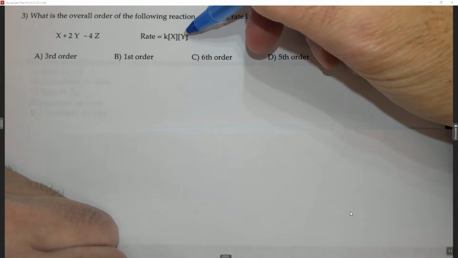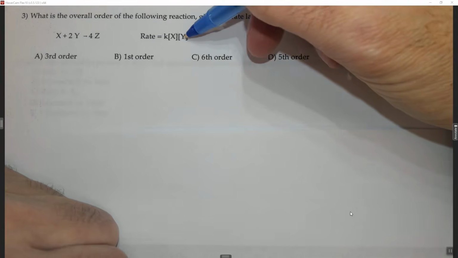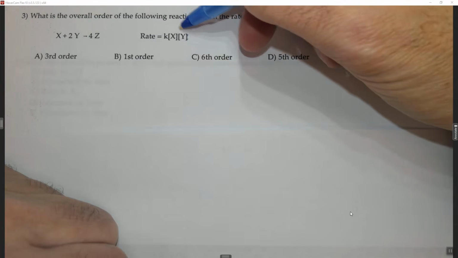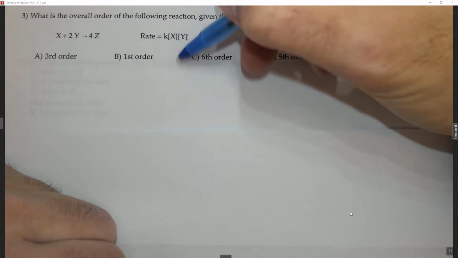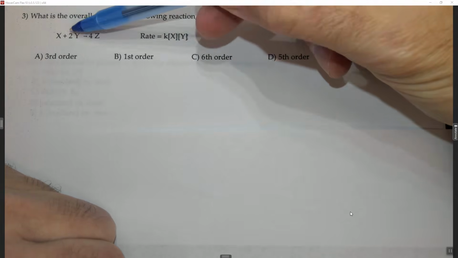Note that if there's no number here, we know that it's first order. If it's zero order, X or Y wouldn't even be there, because it'd be concentration of X to the 0, which is just 1. And if it was second order, it would say squared. So that's basically that. But also notice they are not the stoichiometric coefficients.